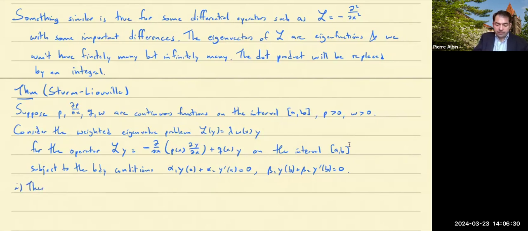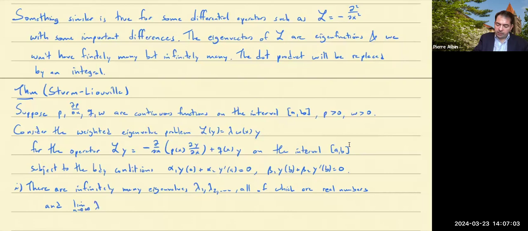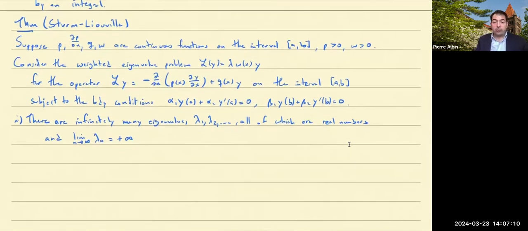First, there are infinitely many eigenvalues. Call them lambda 1, lambda 2, and so on, all of which are real numbers, and the limit as n goes to infinity of lambda sub n is plus infinity, right? So you have infinitely many eigenvalues, and they don't accumulate at any finite number, but instead they go off to infinity, right?